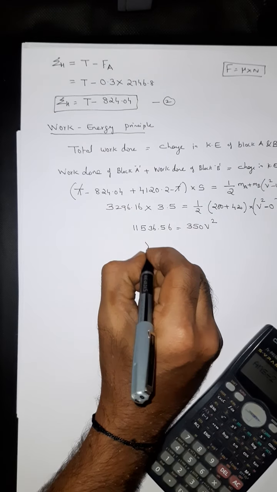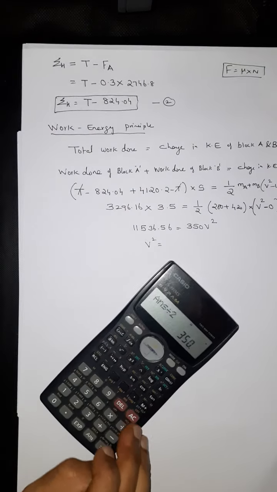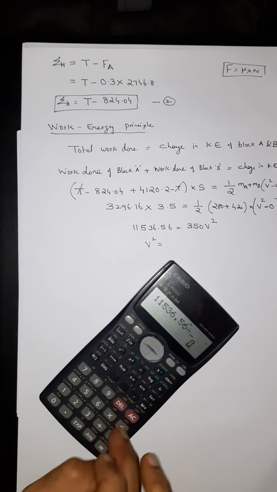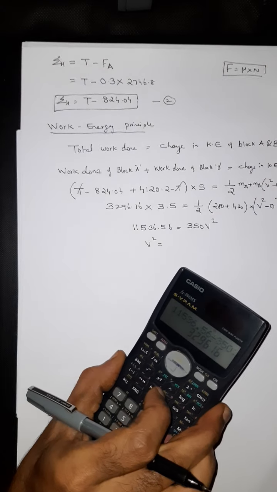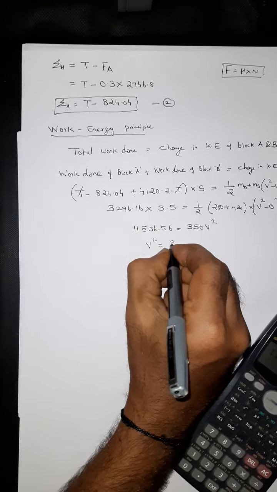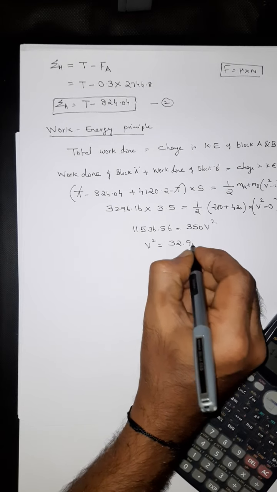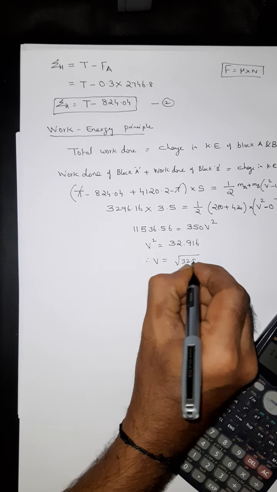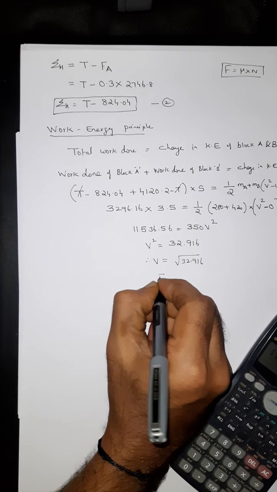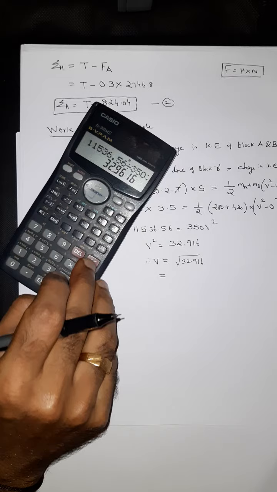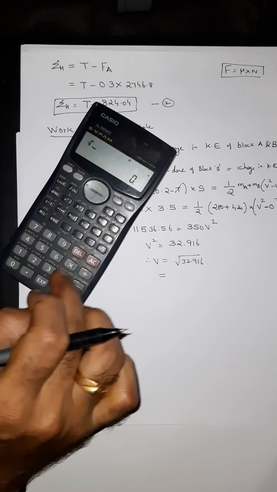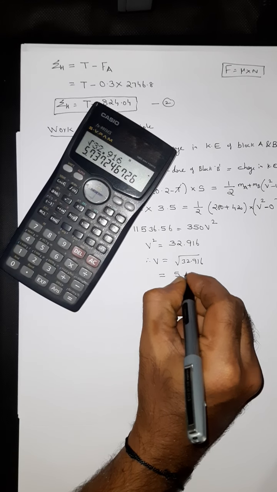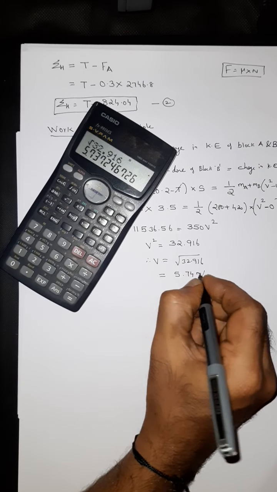V square. So V square equal to 11536.56 divided by 350, which is 32.96. Therefore V is equal to root of 32.916, which is 5.74 meter per second.